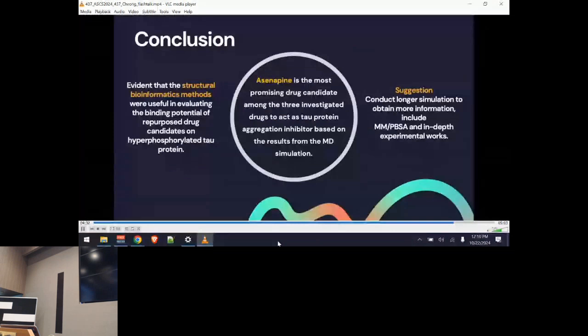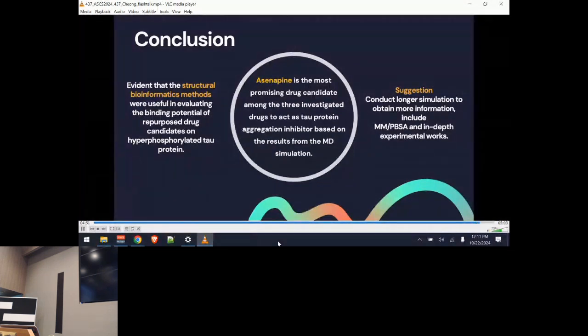In conclusion, it is evident that the structural bioinformatics methods were useful in evaluating the binding potential of repurposed drug candidates on hyperphosphorylated tau protein. ASE is the most promising drug candidate among the three investigated drugs to act as a p-tau aggregation inhibitor based on the results from the MD simulation.